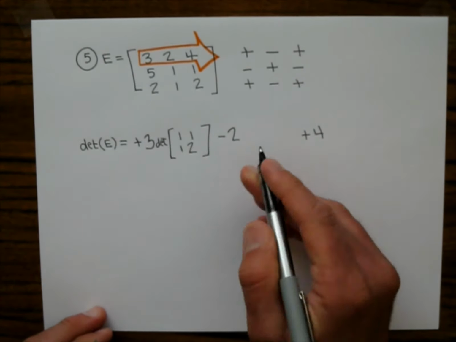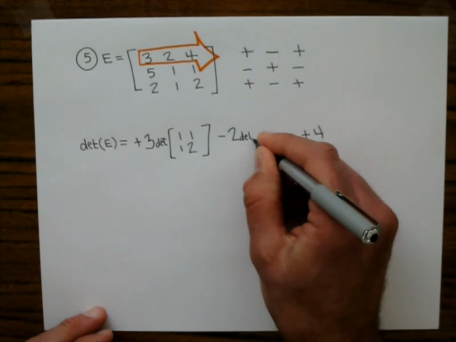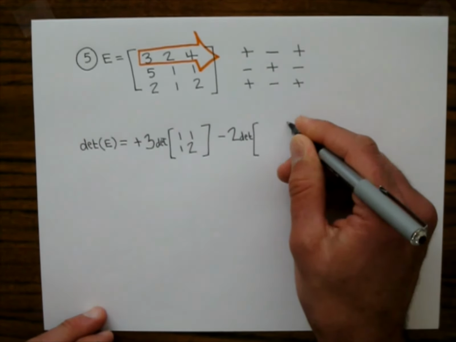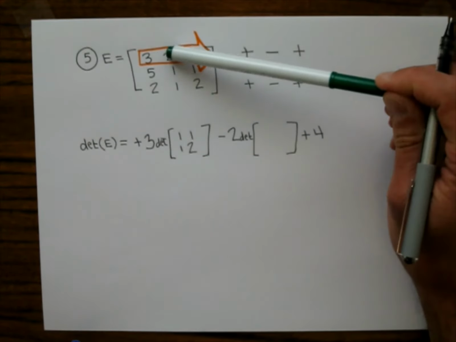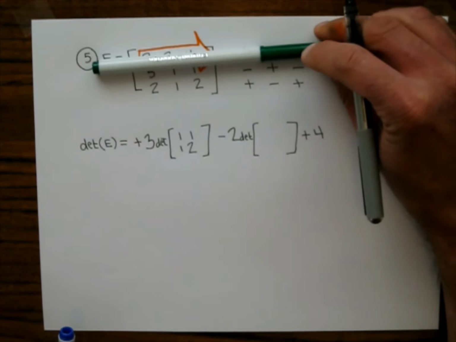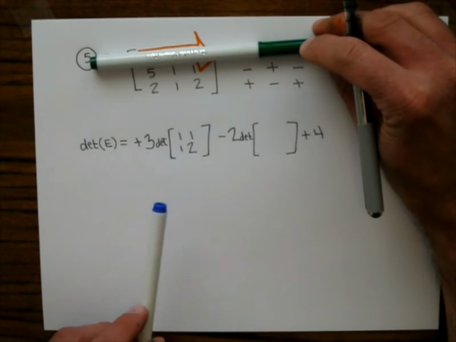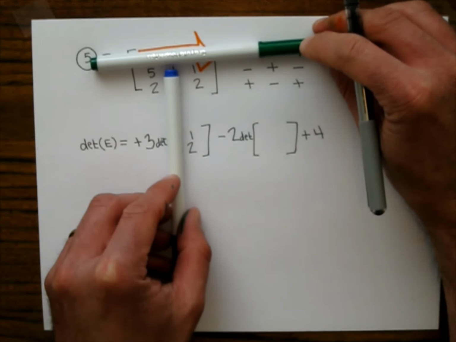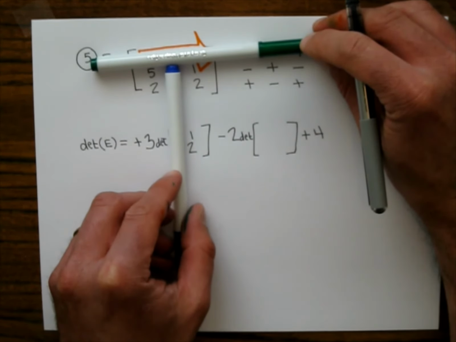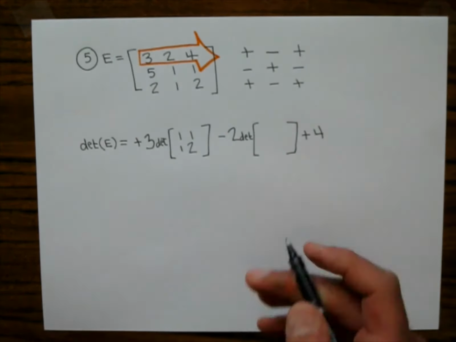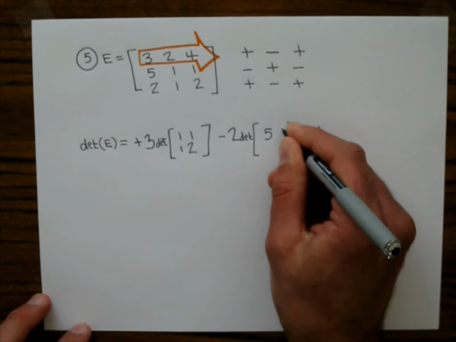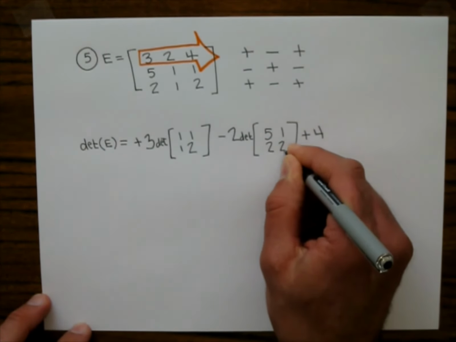So I'm going to go -2 times the determinant of a 2 by 2 matrix. I'm going to get that 2 by 2 matrix. So here's the 2. By covering up the row that contains the 2, and I know it's creating a shadow, and the column that contains the 2, I have a matrix that looks like 5, 1, 2, 2.